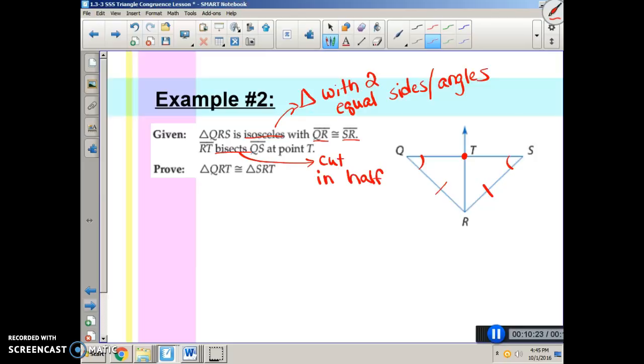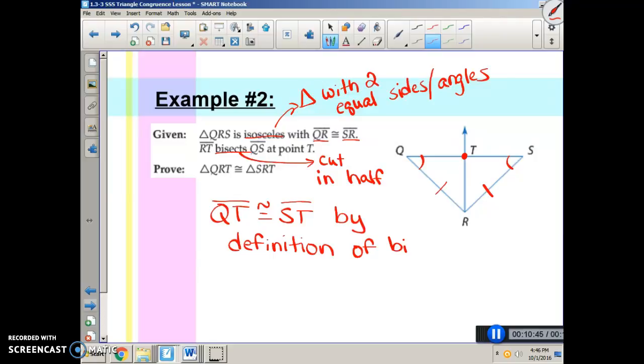All right, well, we are smart. We are intelligent people. We have learned that bisect means it cuts into 2 equal halves. So if it's T in the middle, that means that QT is congruent to ST. And that is, again, just by the definition of bisect. Bisect means cut in half, so the definition itself proves it. The definition of bisect. And yes, I don't care if you think it's stupid that you have to write it. You do have to write it.